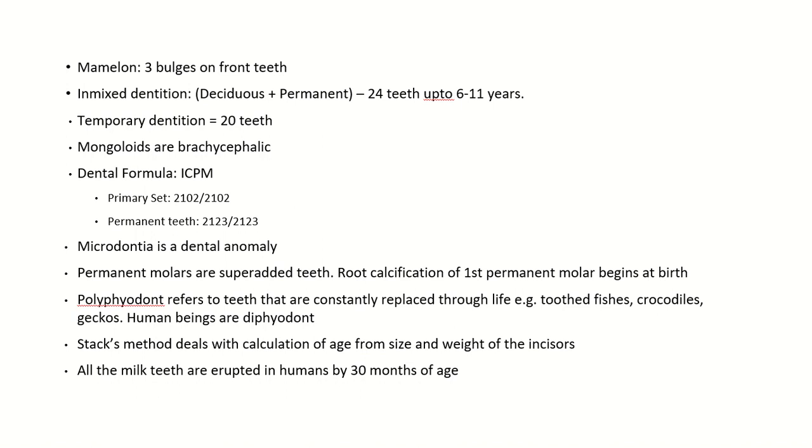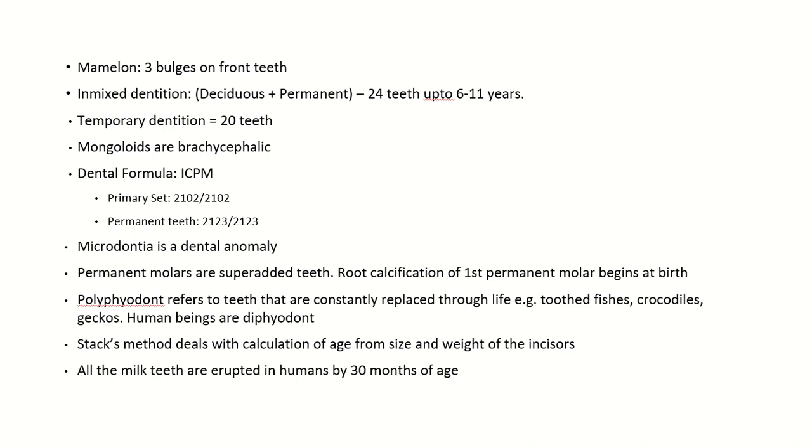Mongoloids are brachycephalic. The dental formula for the primary set is 2102, incisor, canine, premolar and molar. 2102 by 2102: 2 incisors, 1 canine, 0 premolars, 2 molars. In permanent teeth it is 2 incisors, 1 canine, 2 premolars and 3 molars. So 2123 by 2123. Microdontia is a dental anomaly. Permanent molars are superadded teeth. Root calcification of the first permanent molar begins at birth.